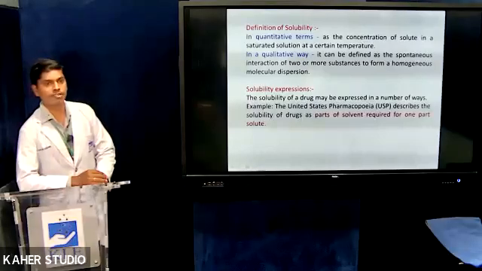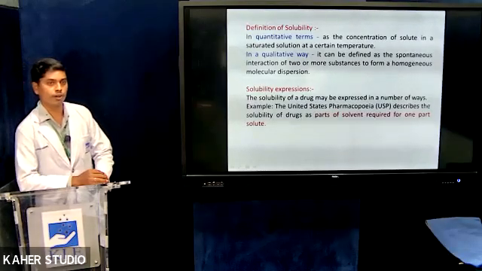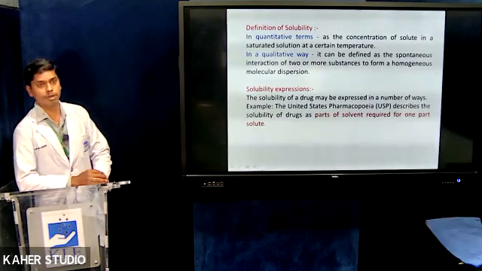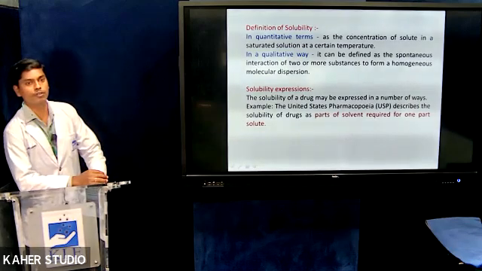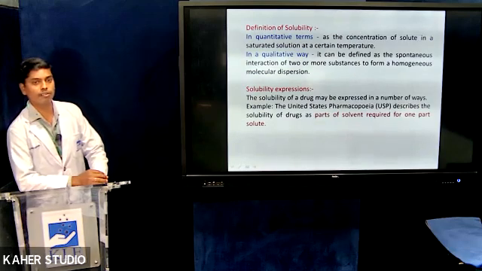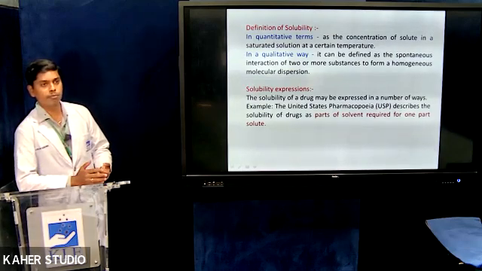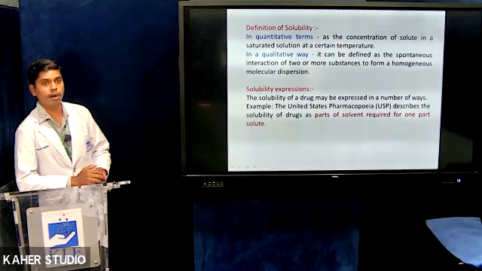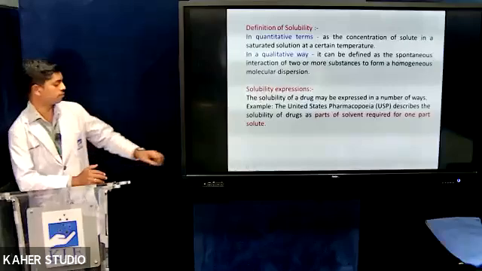Solubility can be given in terms of different terminologies. The solubility of a drug may be expressed in a number of ways. For example, the United States Pharmacopoeia describes the solubility of drugs as the parts of solvent required for one part of solute. Similarly, different numbers of parts of solvent are required according to the requirement. In that way, the USP defines the solubility of drugs.